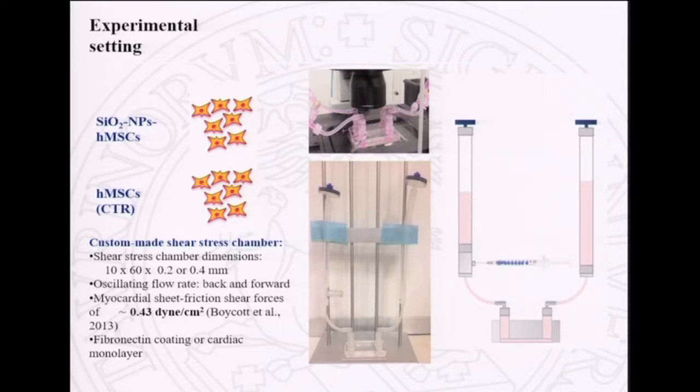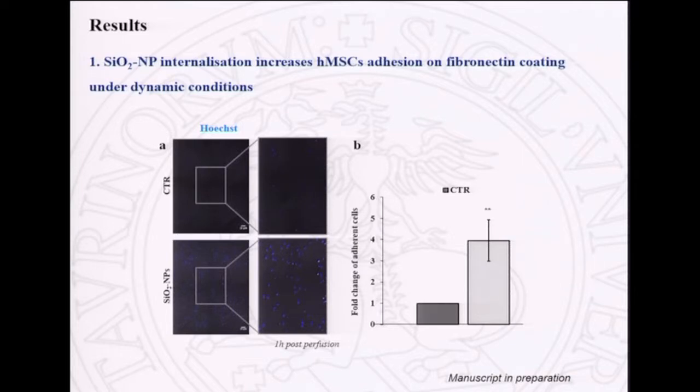They have this custom-made shear stress chamber with an oscillating flow, and they mimic these myocardial shear forces that have been mathematically modelized a few years ago to correspond to 0.43 dyne per square centimeter. And so they applied these forces to the cells.